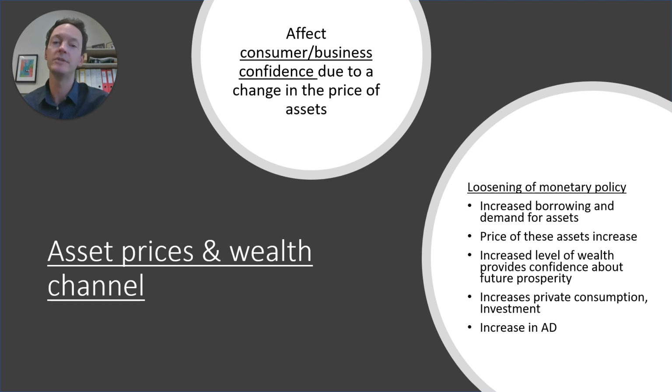So if we have a loosening, before I get to the structure, who does this affect? Well, this affects consumer and business confidence. That's why it's a vibe, due to a change in the price of the assets that people and businesses hold. So the economic agent that this channel affects is those that hold assets. And this is how it works. If there's a loosening of monetary policy, for the savings and investment channel reason we just talked about, people are more likely to take out new loans.